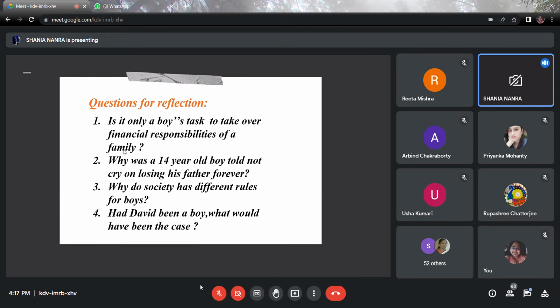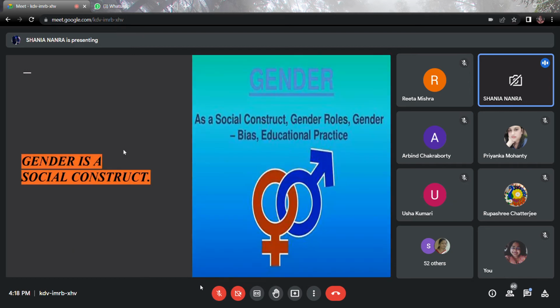Why does society have different rules for boys and for women? Had David been a boy, what would have been the case? Had David been a girl, what would have been the case? If David had been a girl, it would have been a different case for her. But he is a boy and he had to go out. If he had been a girl, things would have been different. He might not be working there in the cobalt mines. He also had the risk of losing his life like his father, but still he worked hard.